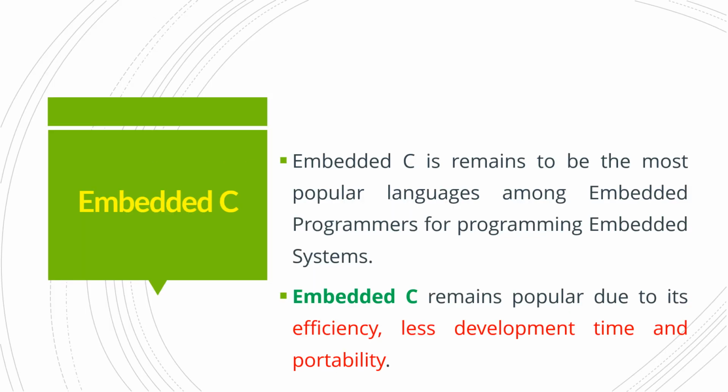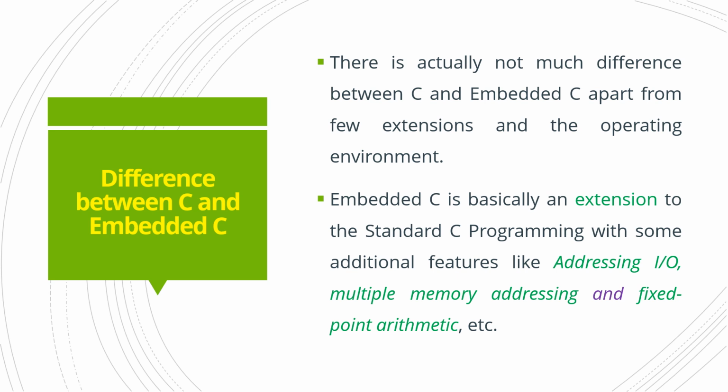As we know, embedded C is one of the popular programming languages for developing programs for the microcontroller. Embedded C remains one of the most popular programming languages due to its simplicity, high efficiency, less development time, and portability. Now, how is embedded C different from the conventional or traditional C programming language? Well, in embedded C, we have a few extensions and additional features for addressing input-output, multiple memory addressing, fixed point arithmetic, etc.